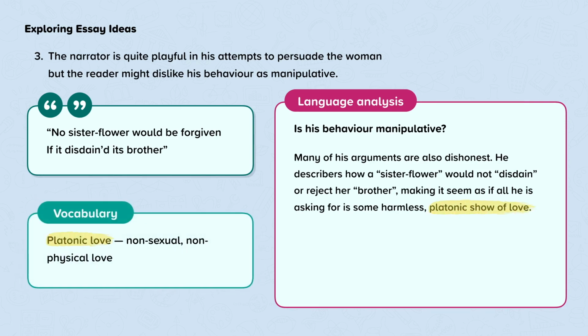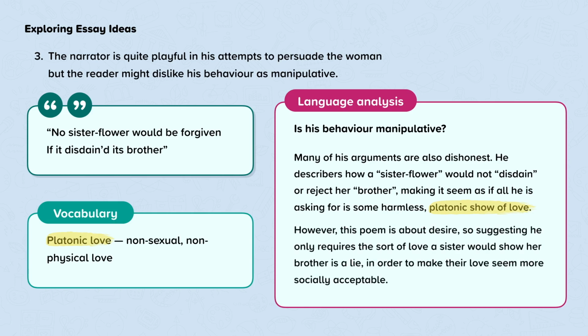Now, platonic means non-sexual and non-physical. However, this poem is about desire, so suggesting he only requires the sort of love that a sister would show her brother is a lie, in order to make their love seem more socially acceptable.